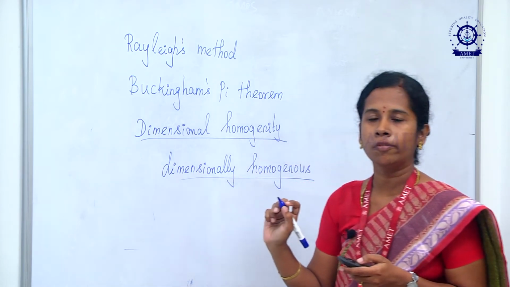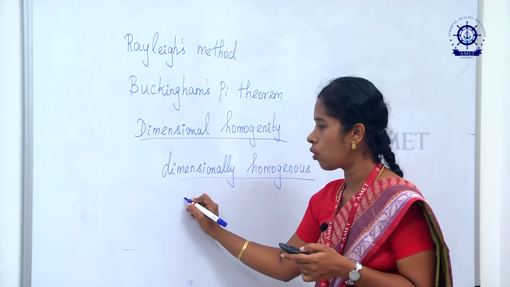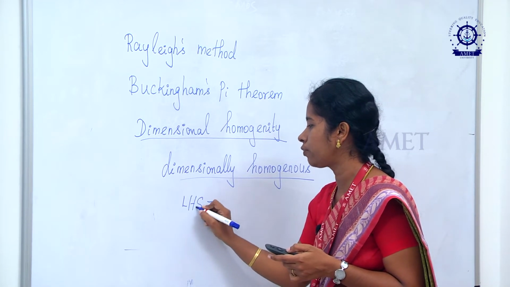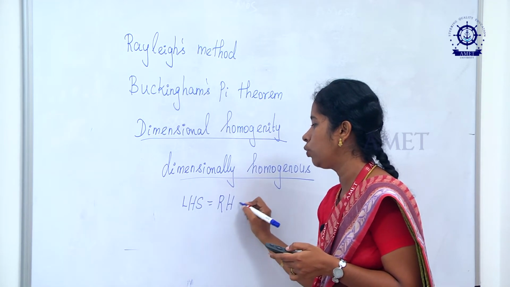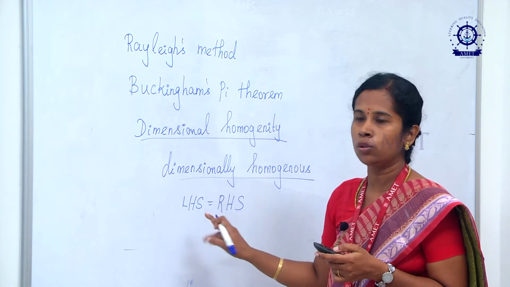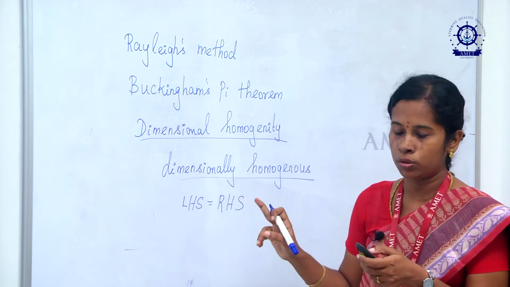That is, you are equating the powers on the left side of the equation as well as on the right side of the equation, and you try to bring the powers on both sides of the equation to be the same. Then you say the equation is dimensionally homogeneous.